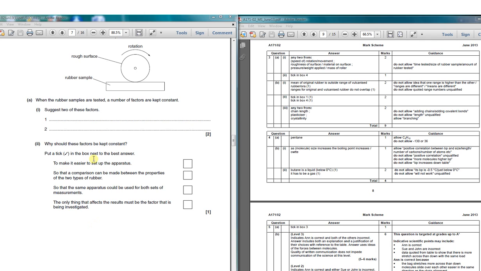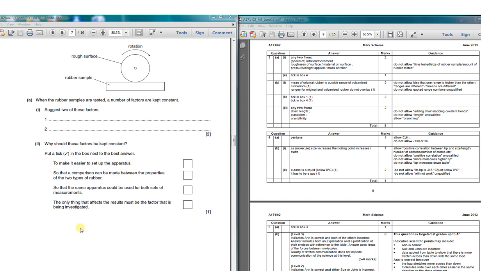So if we look at, is it to make it easier to set up the apparatus? Well, that's not going to have any bearing on how valid this experiment is, so that's not going to be the answer. So that a comparison can be made between the properties of the 2 types of rubber sounds reasonable. So it possibly could be that one. So that the same apparatus could be used for both sets of measurements. Again, the apparatus that you use is not going to make it more valid as long as your variables are all the same.